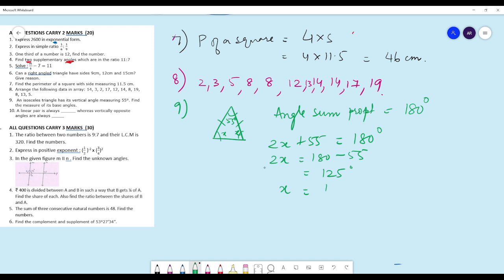So as I said, it is multiplied over here, so you get half of this and you get 62.5 degrees. So that should be the measure of your base angle.